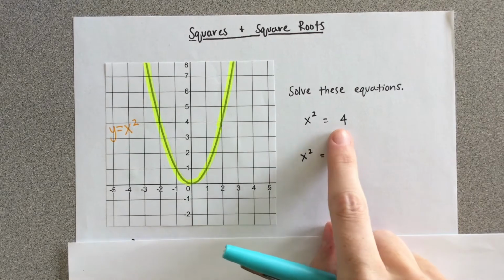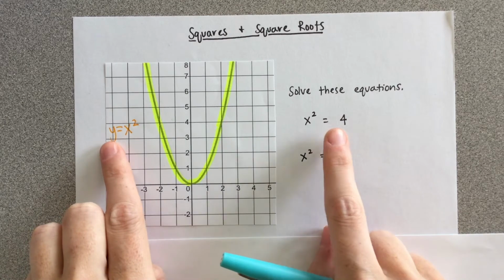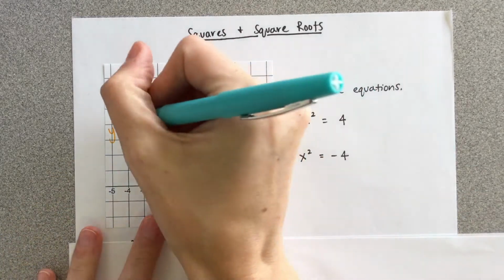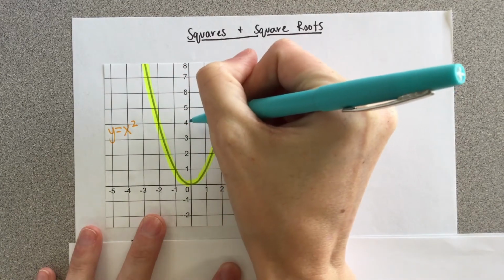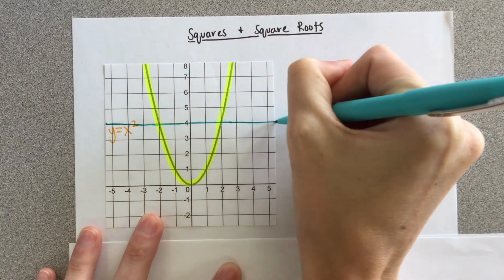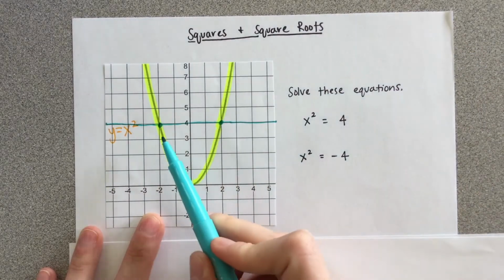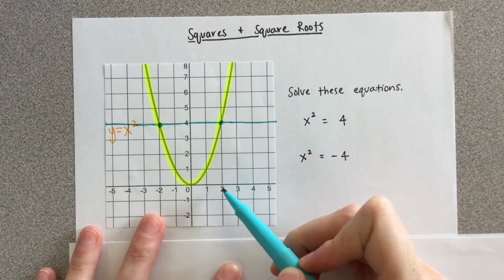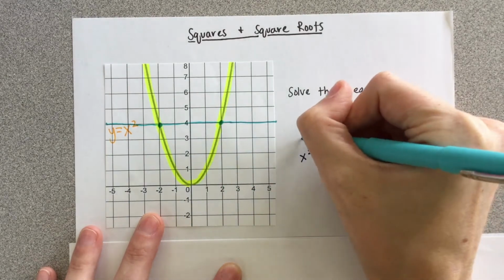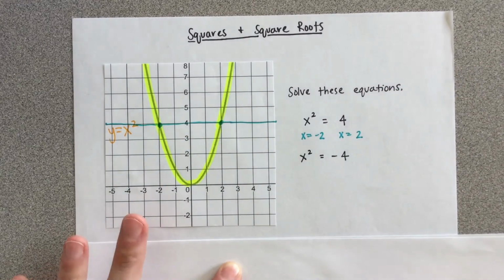So this first one, x squared equals 4, we're trying to find values of x that will make the y value in this equation equal to 4. So on the graph, a y value of 4, here on the y-axis, and if I draw a line here at a y value of 4, notice it crosses the graph twice, here at -2 and here at +2. These are both solutions to this equation: x equals -2 and x equals +2.